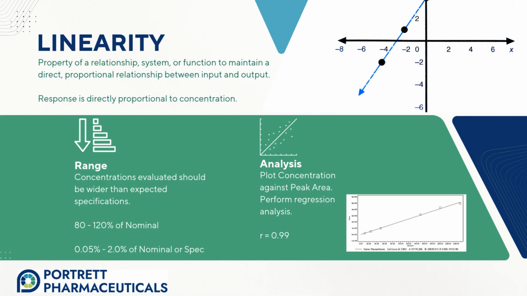Additionally, linearity must be demonstrated over the range in which impurities will be reported, usually from the limit of quantitation to 120% of the specification or 2% of nominal. This linearity is performed and prepared in the same manner as the upper level linearity.